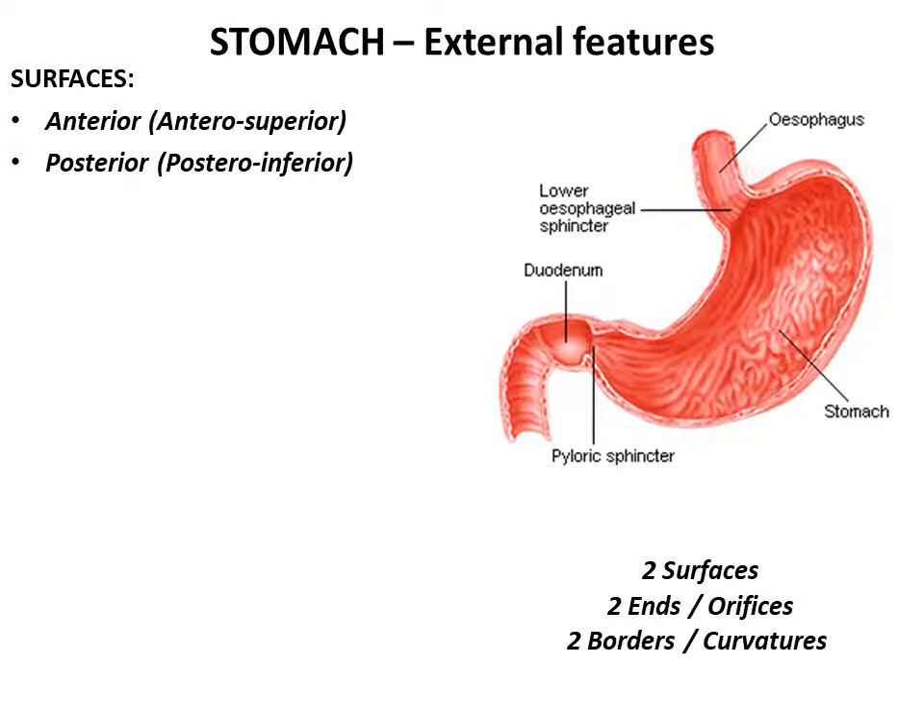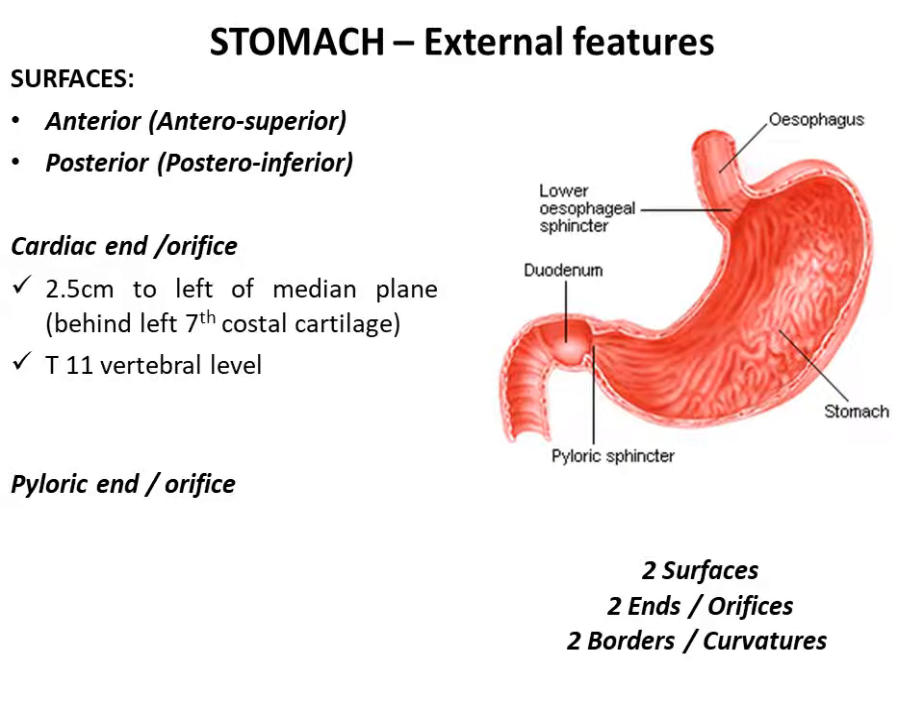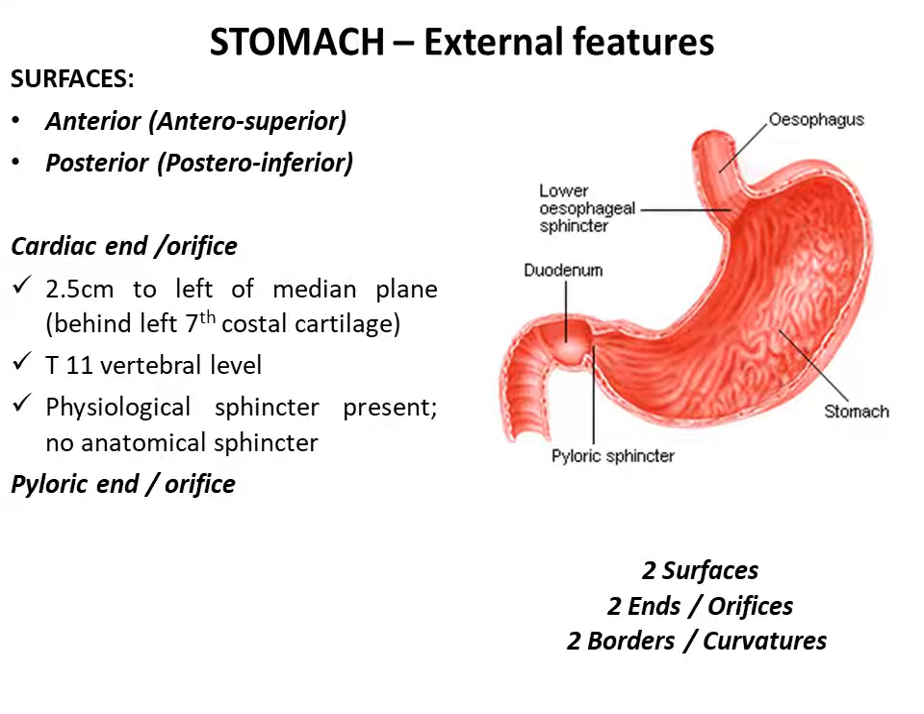The two ends or orifices are the upper end, also called the cardiac orifice, and the lower end, called the pyloric orifice. The cardiac end or the cardiac orifice lies approximately 2.5 centimeters to the left of the median plane, just behind the left 7th costal cartilage. It corresponds to the 11th thoracic vertebral level. There is a physiological sphincter at this end, however, no anatomical sphincter is present.